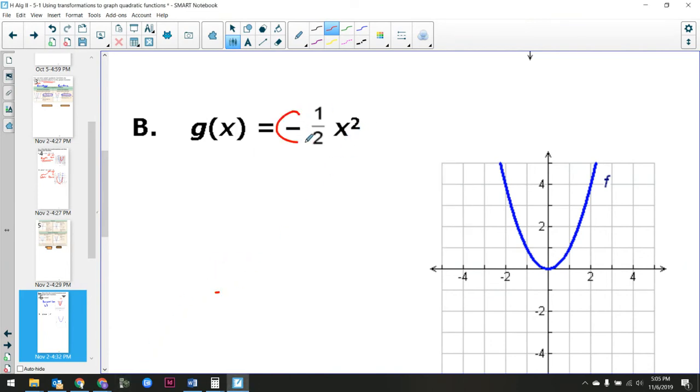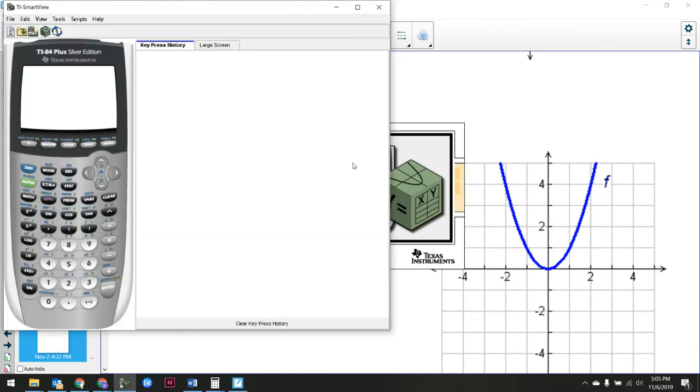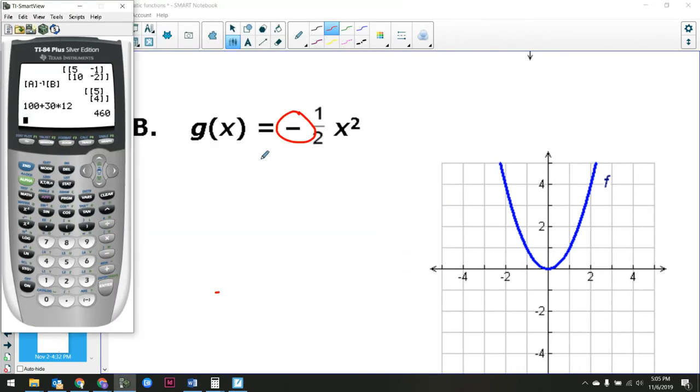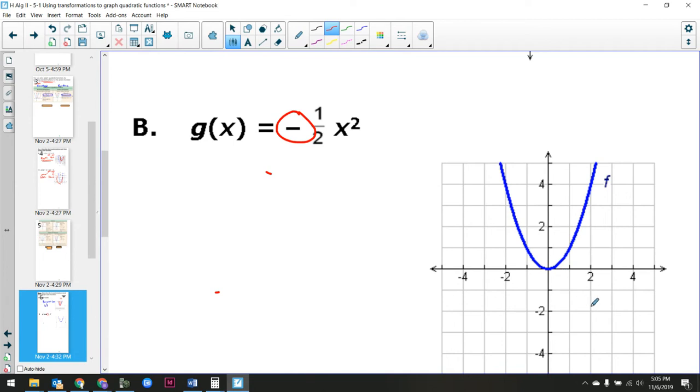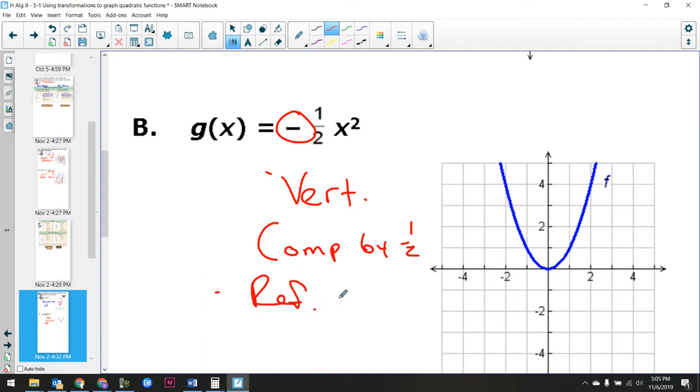All right, so we've got two things going on, this negative and this 1/2. What does this negative do? That negative on the outside flips it downward. What does the 1/2 do? Well, since it's on the outside, it's going to vertically compress it. Vertical compression by 1/2, and then flip downward. So reflection over the x-axis. It reflects over the x-axis and then vertical compression, so it's going to make it wider.